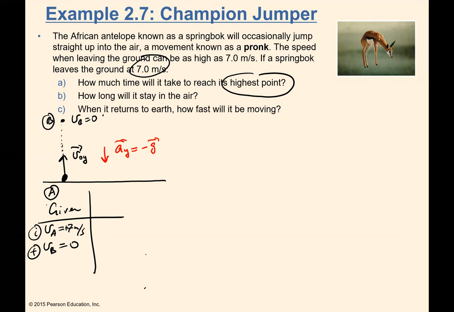Velocity there is zero. Every time you jump, at the highest point you reach, you're going to stop before you're coming down. That means velocity at the highest point is always zero. I also have acceleration, which equals negative g. So technically I have those three things. And I can even say YA equals zero, which is my reference position.